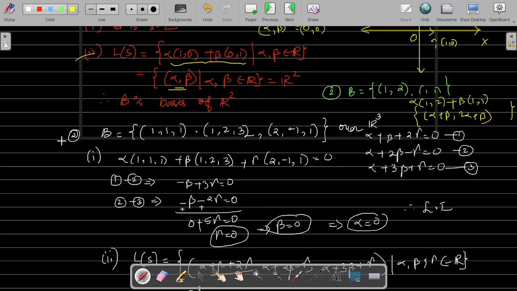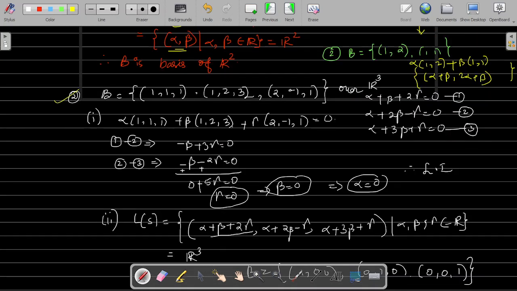Let me give you one more example. Consider the second example. Here, I am giving you a set with three vectors over R cube. Now you have to check, are they linearly independent? So you take the linear combination and equate it to 0. Then alpha plus beta plus 2 gamma equal to 0, this is the first equation, then the second equation alpha plus 2 beta minus gamma equal to 0, and the third equation alpha plus 3 beta plus gamma equal to 0.